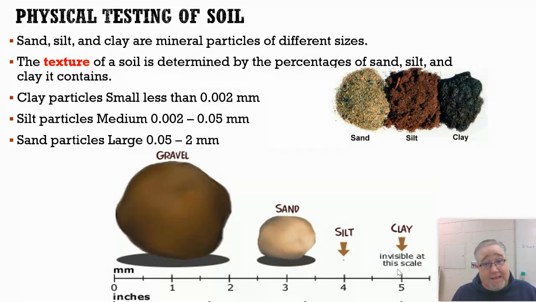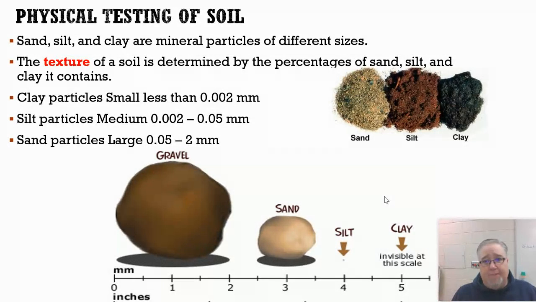And then finally, we have a clay particle. Clay particles are extremely small. In fact, if we're using this scale here, they're basically invisible. So they are the smallest of the three particles. Make sure you know which particle is the largest, which one's the smallest. I'm not going to make you memorize these measurements, but just in general, know which one's the smallest, which one's the largest.